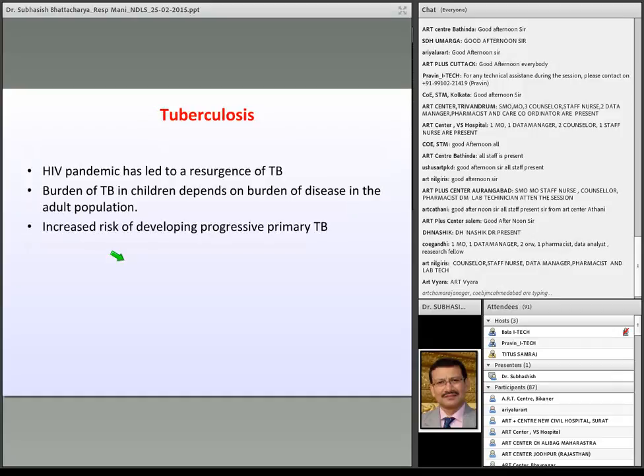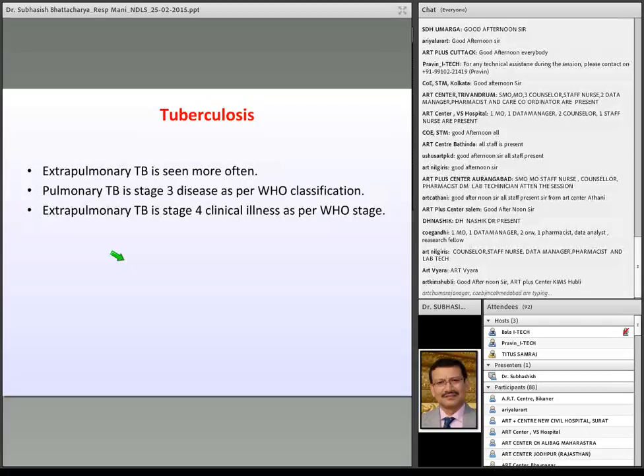Now discussing tuberculosis in infected children. The HIV pandemic led to the resurgence of tuberculosis. The burden of TB in children depends on the burden of the disease in the adult population. There is an increased risk of developing progressive primary TB in the presence of HIV. Extrapulmonary TB is also more often seen.